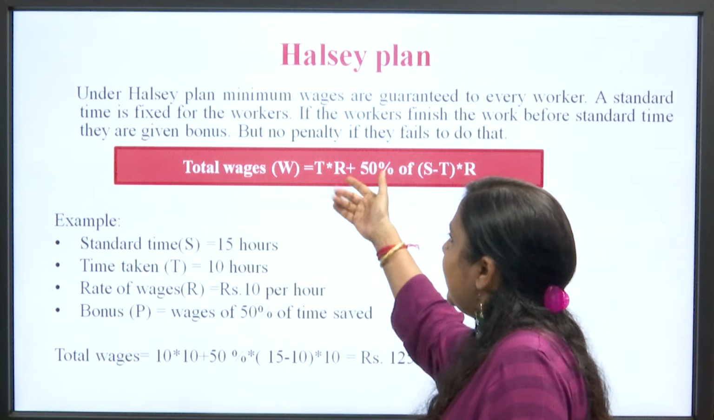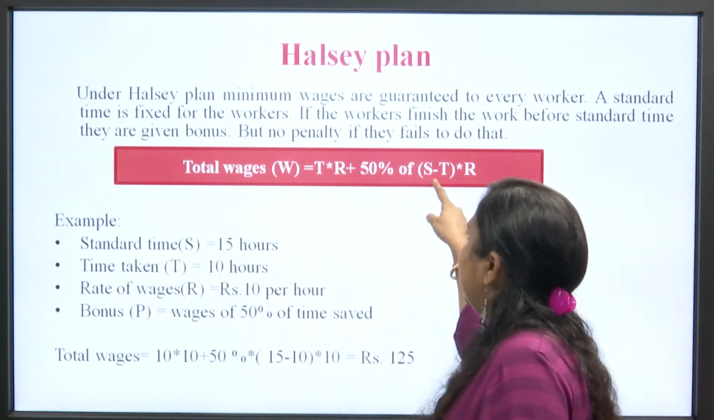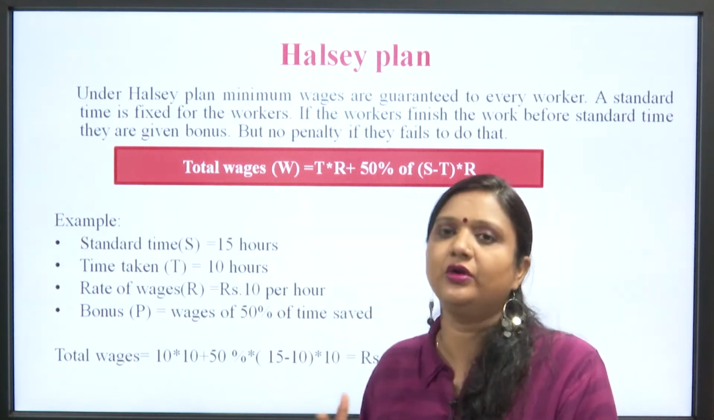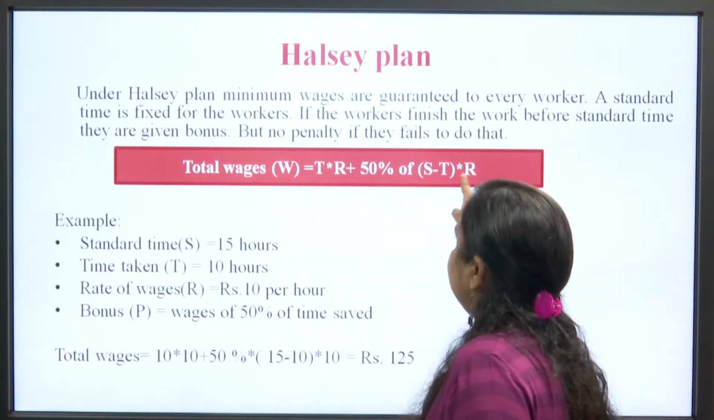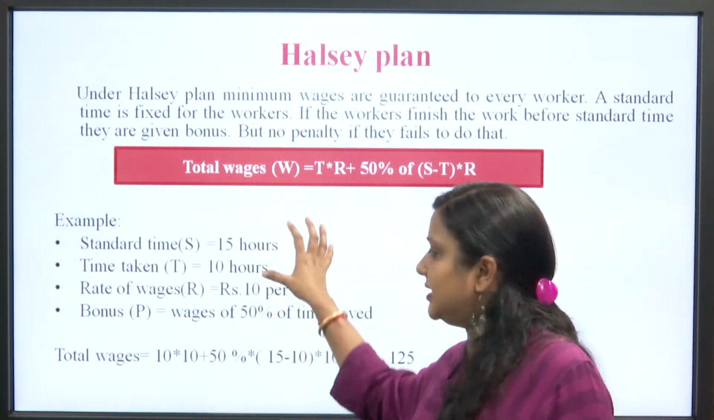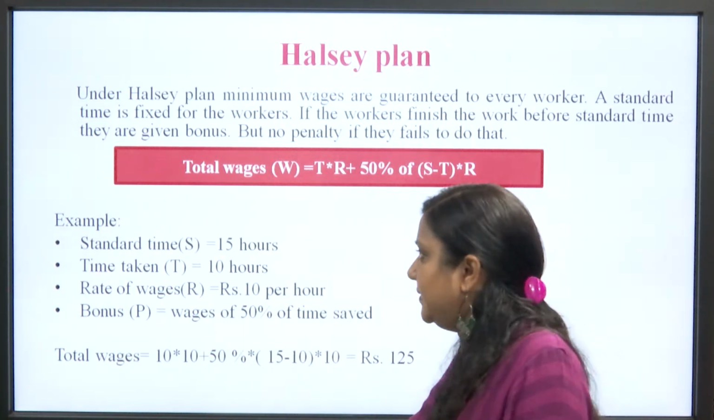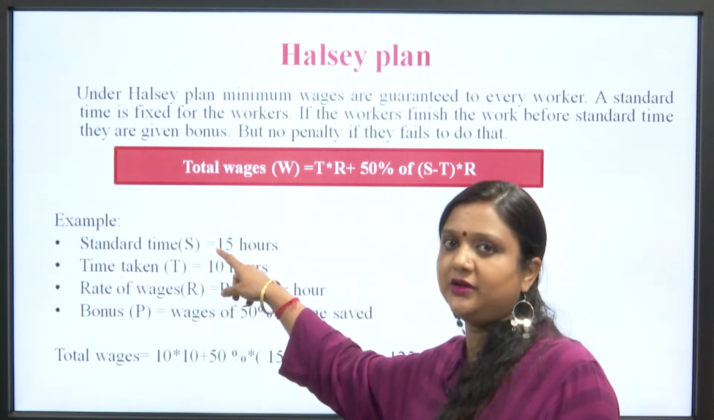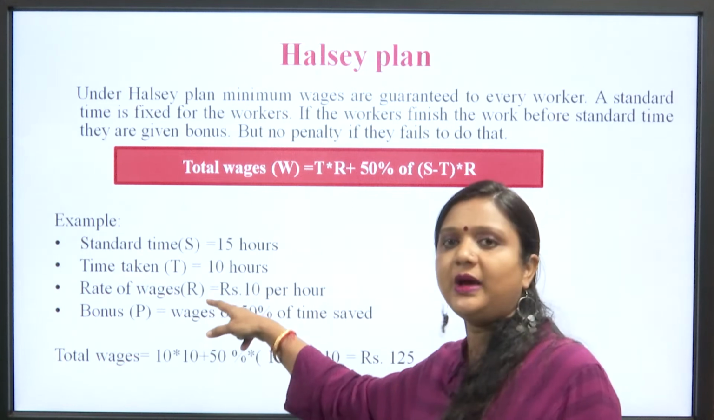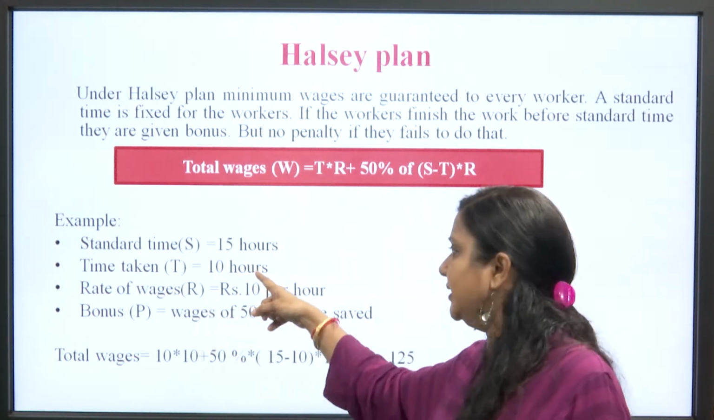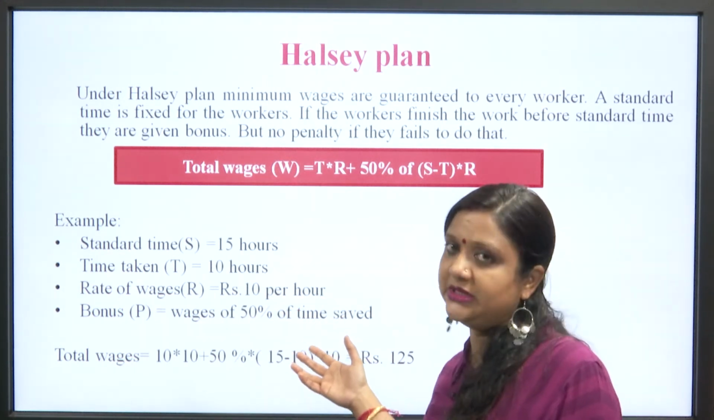So, what are these? T is the time taken, R is the rate of wages, and S is the standard time already fixed for completion of a particular task. Here is an example, and we will see how total wages is determined. The standard time given by the organization for completion of a particular task is 15 hours. Time taken by an employee is 10 hours, and the rate of wages decided by the company is 10 rupees per hour.